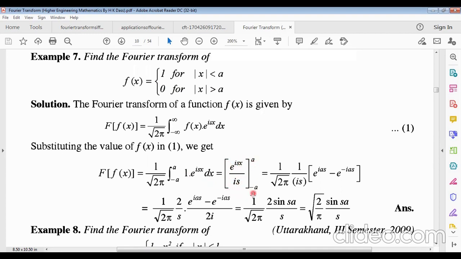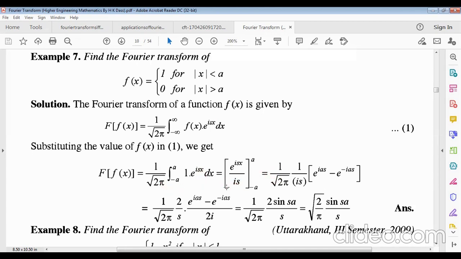Upper limit a and lower limit minus a. Remember it: e to the power x formula, e to the power x divided by the coefficient of x. The coefficient of x is what? is. s is the parameter, remember it.